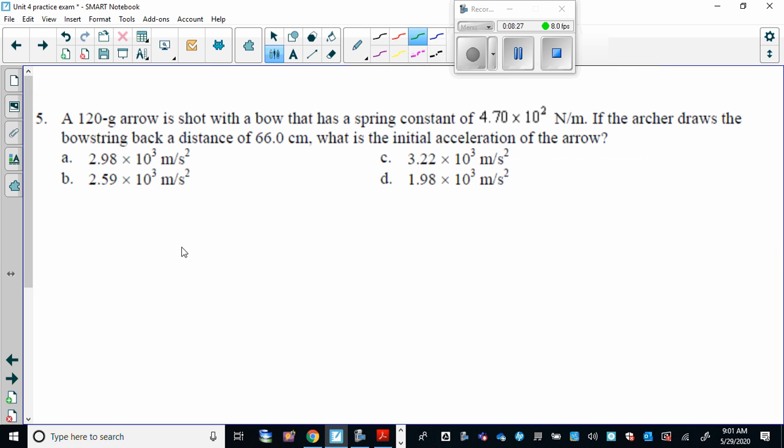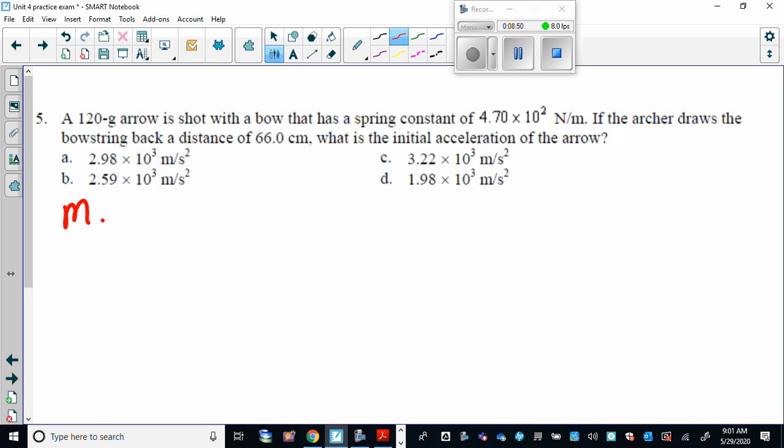Moving on, we have a similar question. We have a 120-gram arrow is shot with a bow that has spring constants of 4.7 times 10 to the 2 newtons per meter. If the archer draws the bowstring back a distance of 66 centimeters, what is the initial acceleration? Okay, this is one where there's a lot of information, so it's a good idea to write down what we have.